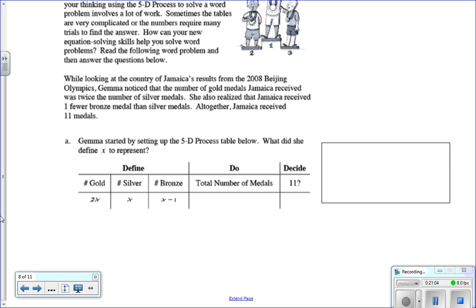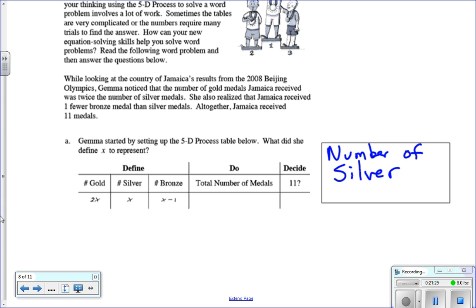What did she define X to represent? So in our table, what is X? Just look at the table. What is X? Jake. X is silver. So in the box, we're going to write the number of silver. Okay. So it's the number of silver.